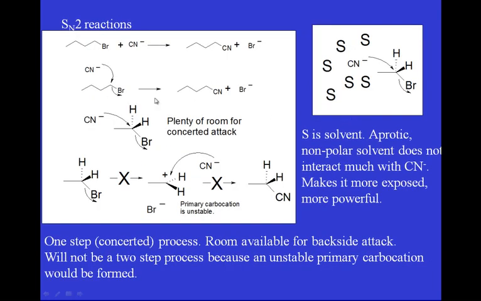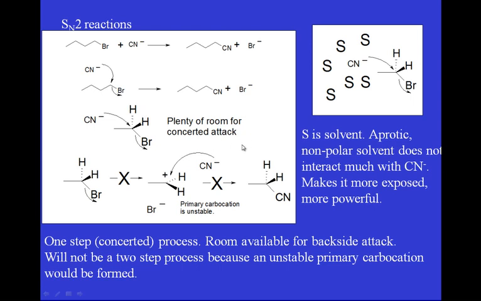In the case of an Sn2 reaction, we're looking at a one-step process because there's sufficient room for it to occur. The Cn- can come in and the Br can leave at the same time because we just have hydrogens connected here in the case of a primary alkyl halide. So primary alkyl halides will usually go Sn2 because there's the room for the Cn to come in and the Br to leave. The hydrogens don't really take up very much room.